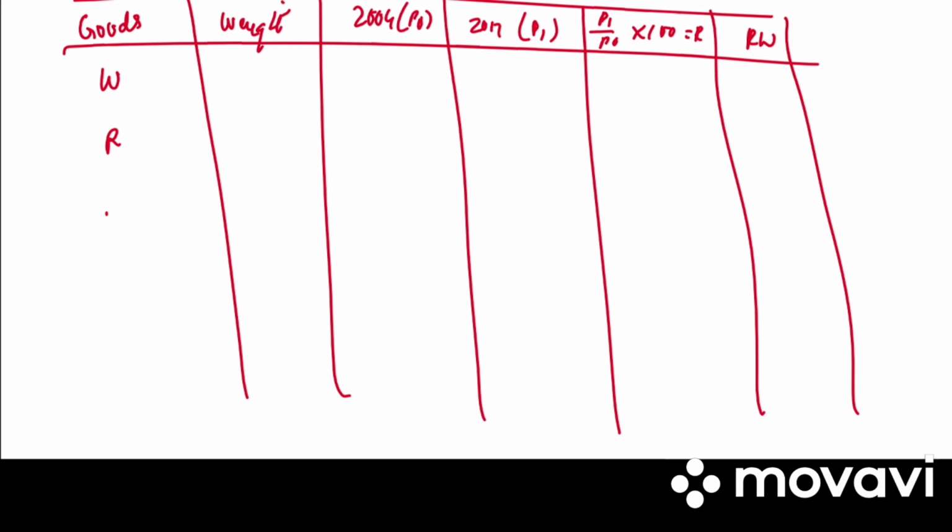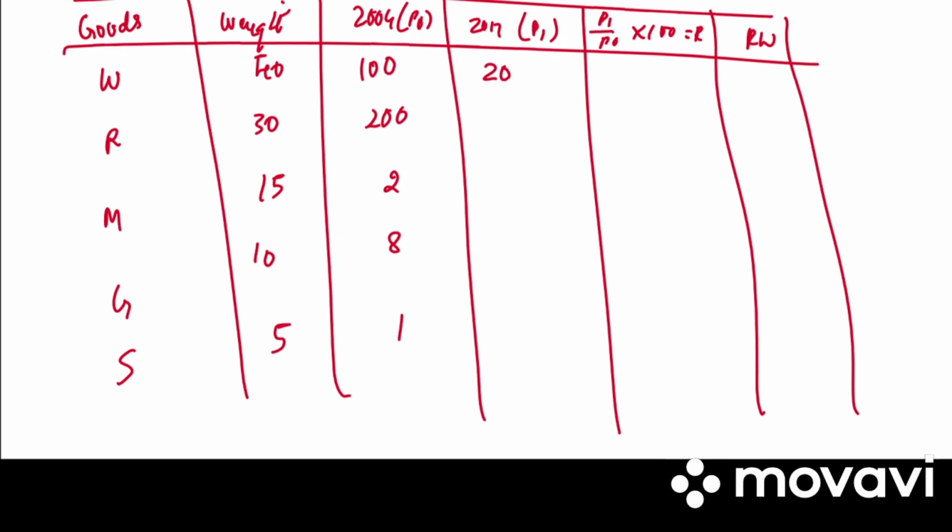So wheat, rice, milk, ghee, sugar, 40, 30, 15, 10, 5. 2400, 200, 2, 8, 1. 2017, 200, 800, 16, 40, 6. So R is P1 by P0. So 200 by 100 into 100 will be 200. 800 by 200 into 100, 400. 16 by 2 into 100, 800. 40 divided by 8 into 100, 500. And last will be 600.